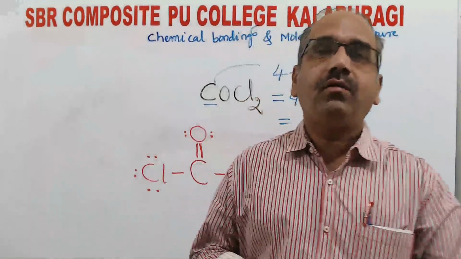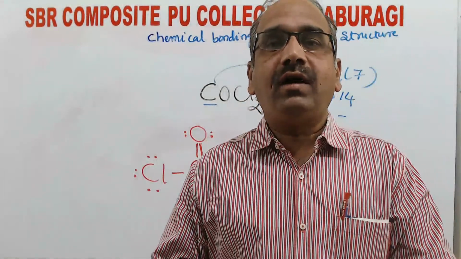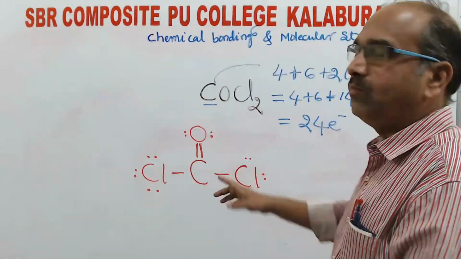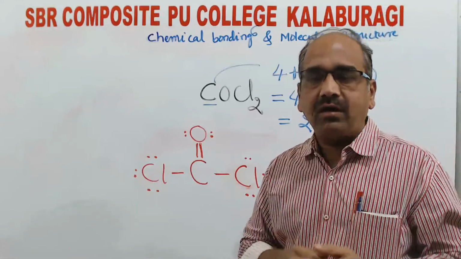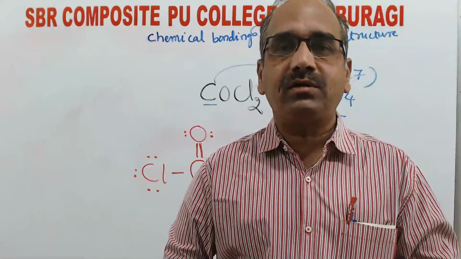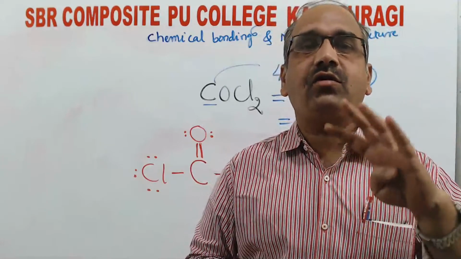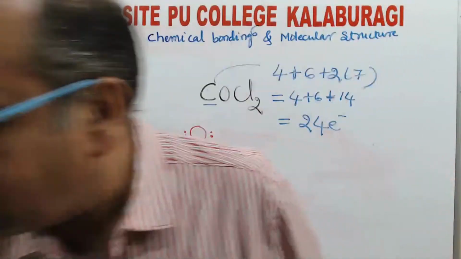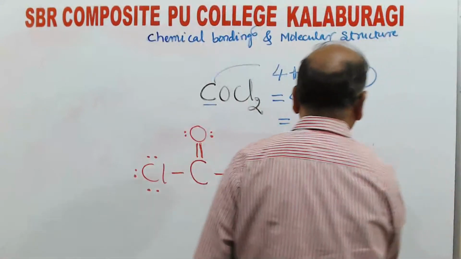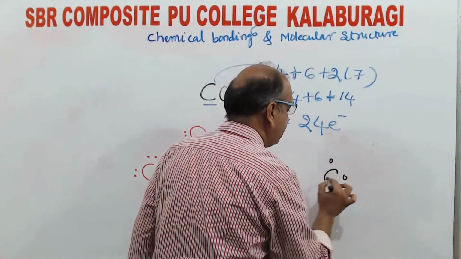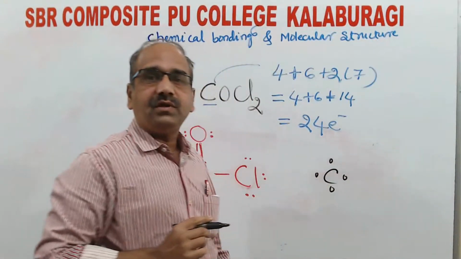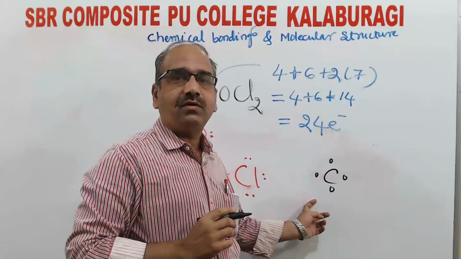Good evening. One of you asked regarding the valency of carbon. Already this molecule is here. Carbon has 4 valence electrons. So you can indicate it like this for carbon. These are the 4 valence electrons for carbon.